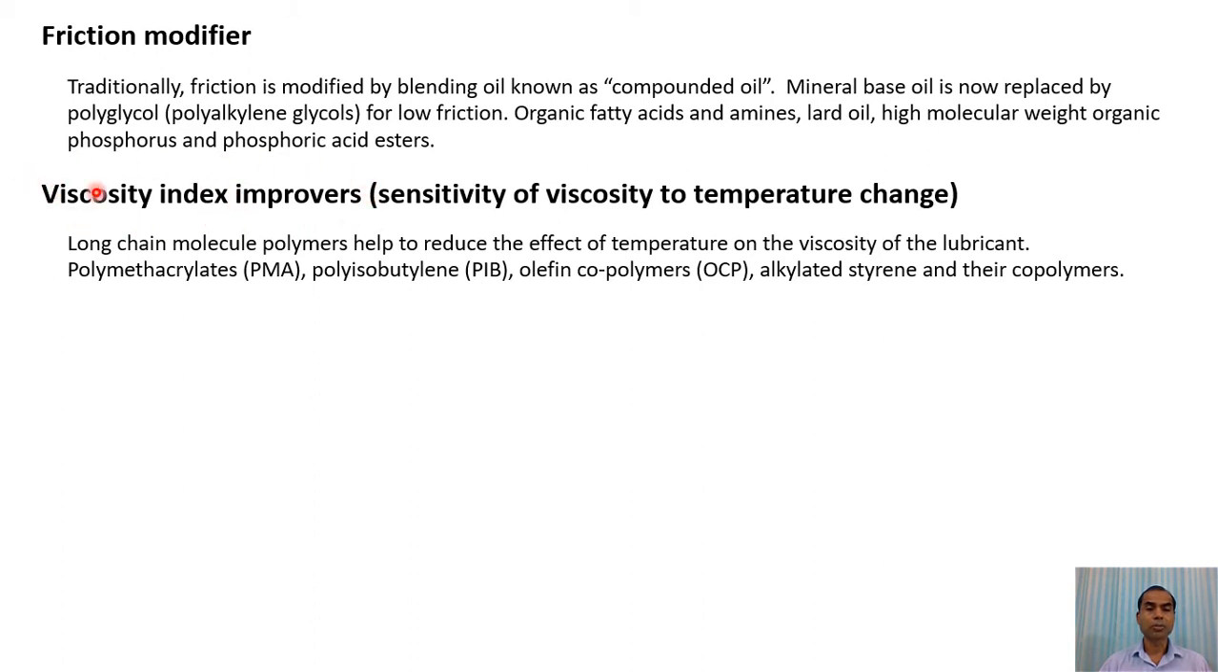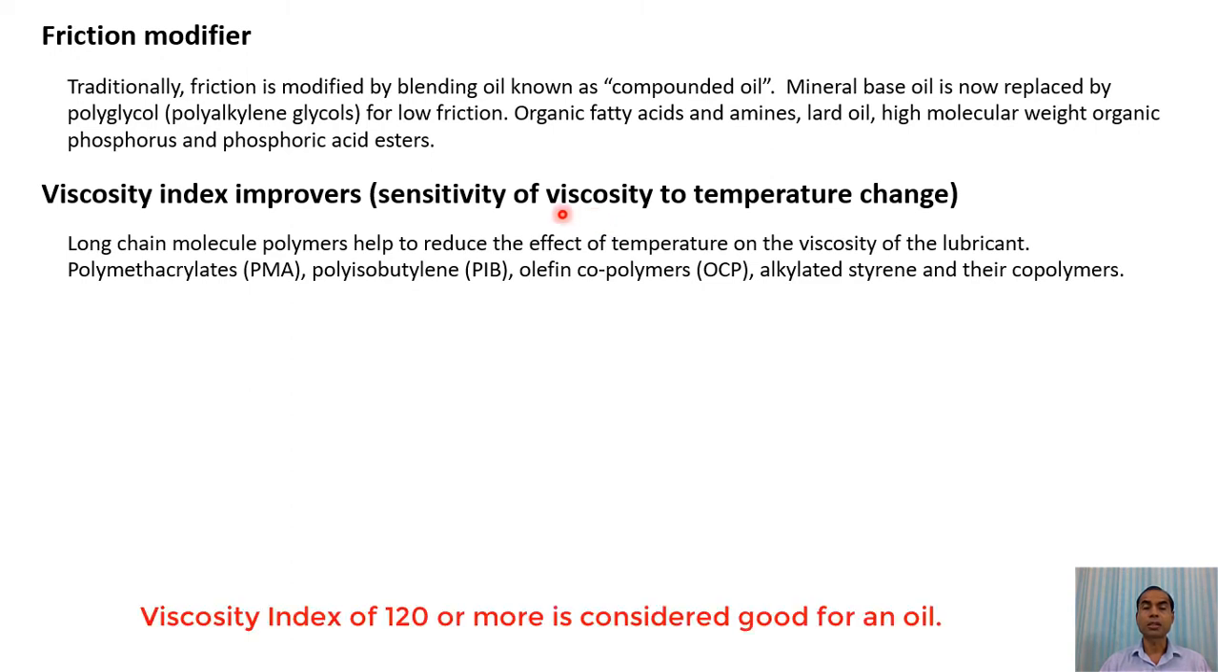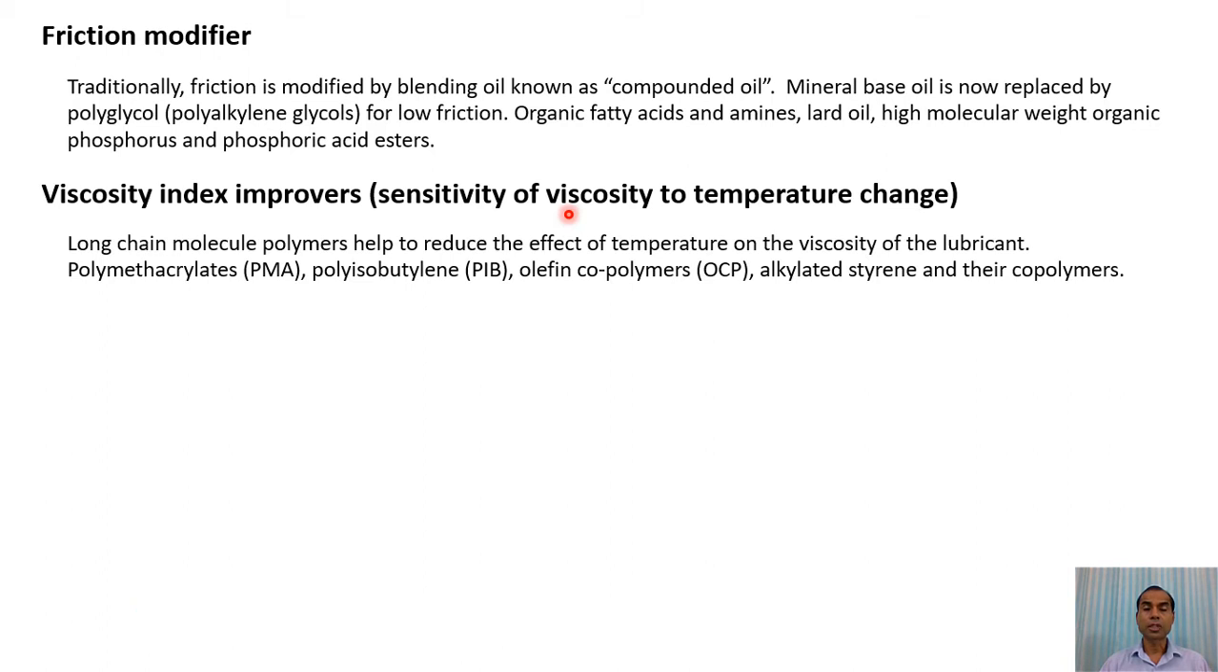The other additives are viscosity index improvers. Viscosity index is a term which basically shows the sensitivity of viscosity to temperature change, because a machine has to work in both cold temperature as well as high temperature, and because of temperature change the viscosity can change a lot. So some additives are needed so that the viscosity of the lubricating oil does not change much. That means for low temperature it does not become very viscous, and for high temperature it does not become very thin. There is less sensitivity.